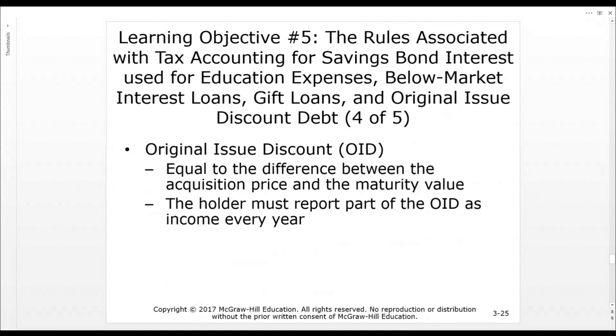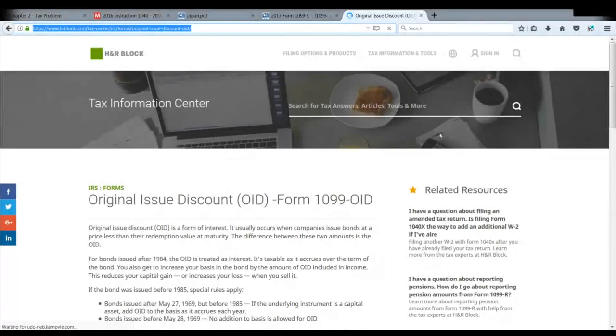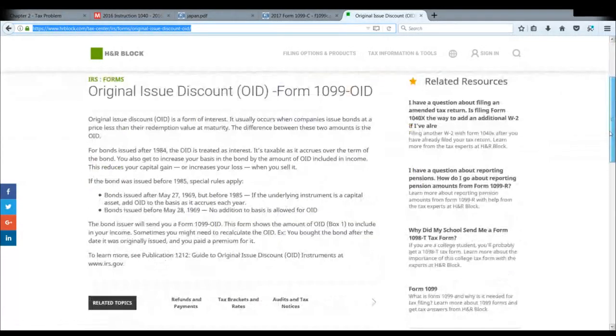So we have something called the OID, which is original issue discount. Let me look up a good definition of that OID. Oh, here's one. Let me do this. Share application. Yeah, so can you write this down?